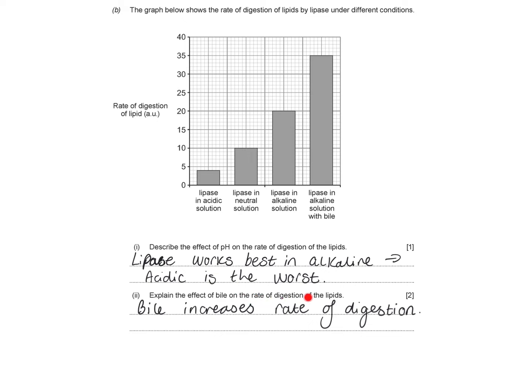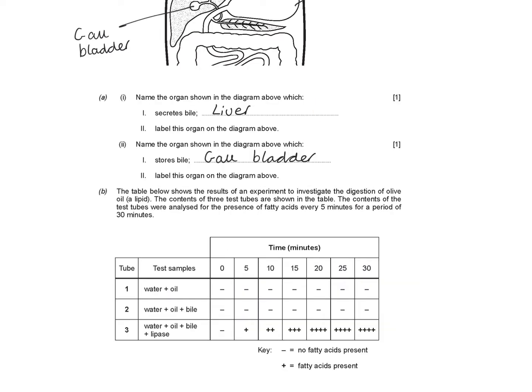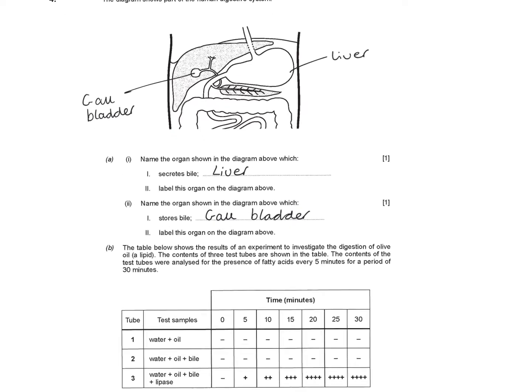Explain the effect of bile on the rate of digestion. Bile massively increases it. So both of these are alkaline. You can see it's near enough another 50% increase, okay, on the rate of digestion. Again, a nice little question. There's a lot of kind of similar questions here.